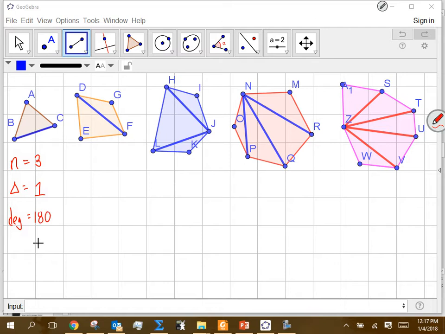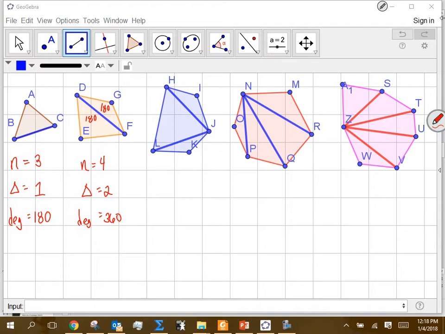180. Over here, in the quadrilateral, how many sides do you have? 4. When I draw the diagonals, how many triangles does that give you? 2. So there's 180 degrees in that triangle and 180 degrees in that triangle, right? So how many degrees are there in the quadrilateral total? 360. Come over here.